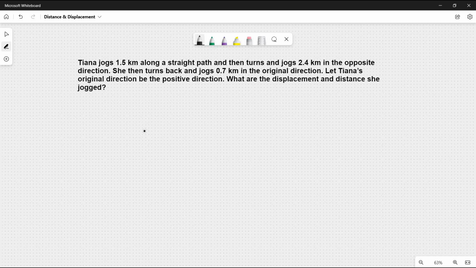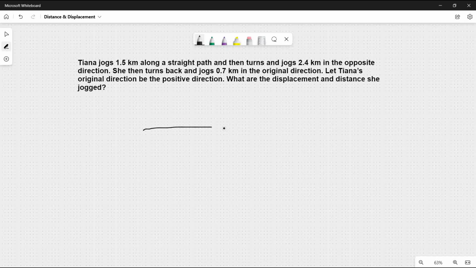Tiana jogs 1.5 kilometers along a straight path and then turns and jogs 2.4 kilometers in the opposite direction, and then turns back and jogs 0.7 kilometers in the original direction. Let Tiana's original direction be the positive direction. What are the displacement and distance she jogged?